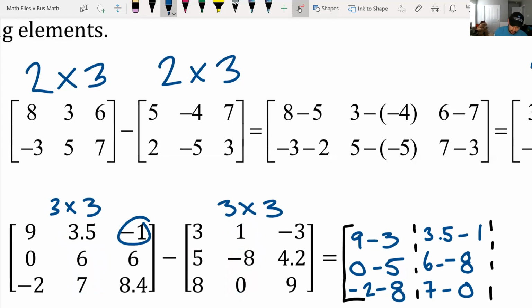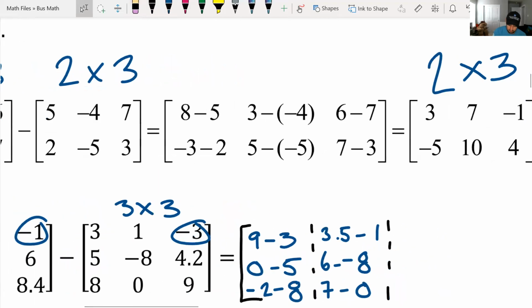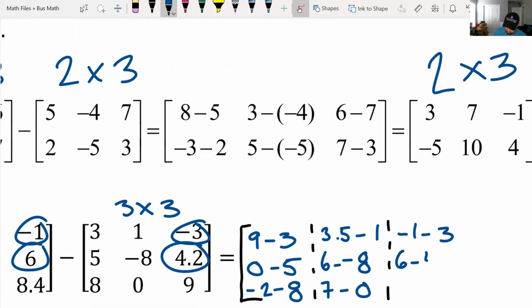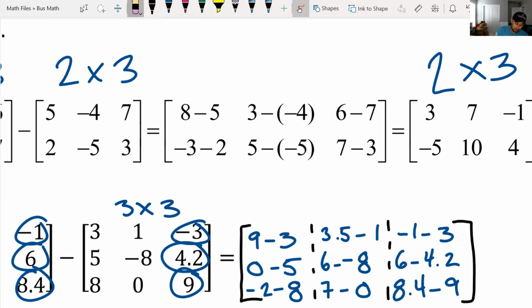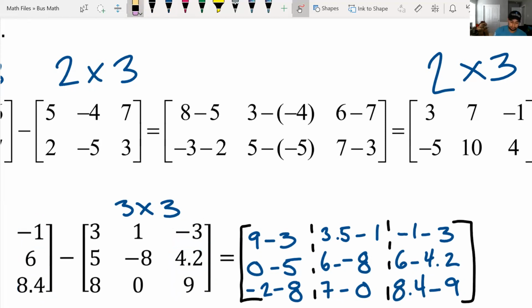Again, -1 minus -3. And then 6 minus 4.2. And then 8.4 minus 9. Close it off. Okay, and then just subtract them.